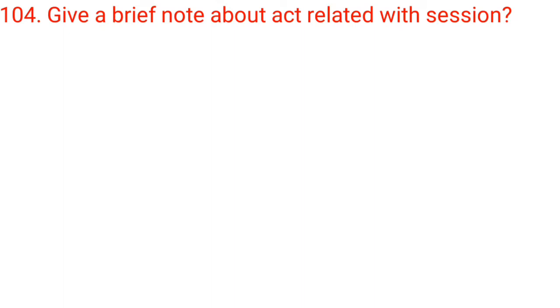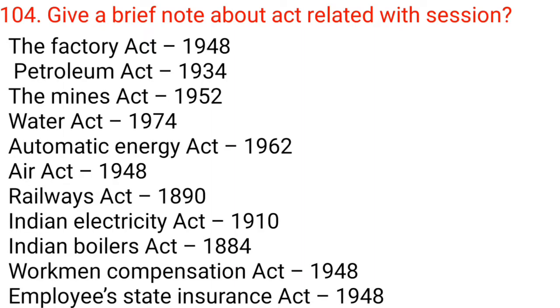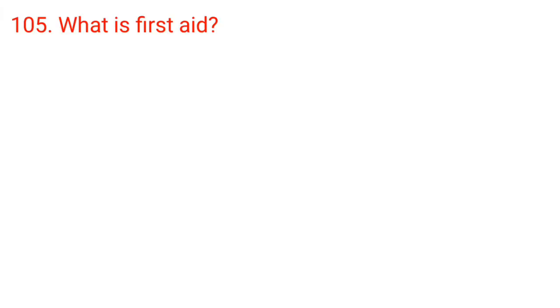104. Give a brief note about acts related with safety. The Factories Act, 1948. Petroleum Act, 1934. The Mines Act, 1952. Water Act, 1974. Atomic Energy Act, 1962. Air Act, 1948. Railways Act, 1890. Indian Electricity Act, 1910. Indian Boilers Act, 1884. Workmen Compensation Act, 1948. Employees State Insurance Act, 1948.